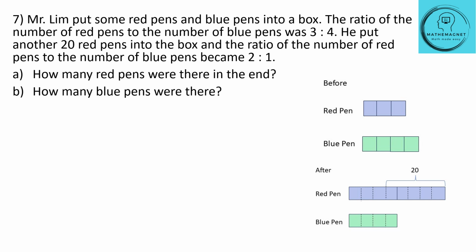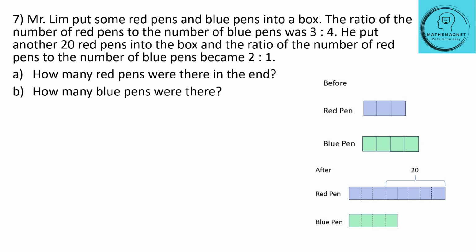Now by 2 is to 1 we know blue pen there is no change in number. If that is one part, then red pen should be 2 times that much of blue pen. So which means red pen totally should have 8 units. Now we already know there are 3 units. So there is an additional of 5 units that is added, and that 5 units is equal to 20.